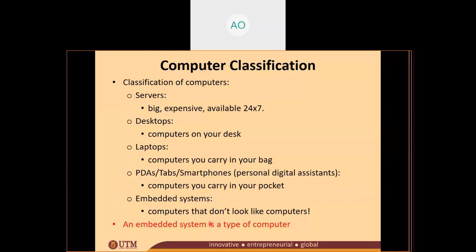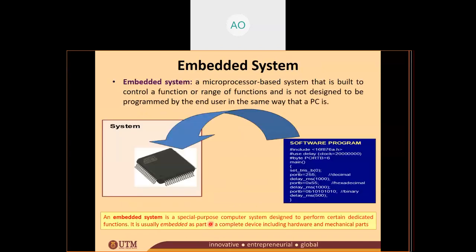Examples of embedded systems. Can you give an example of an embedded system? One example I can give you, close to you, is your calculator. A washing machine is an embedded system as well. So the calculator is an embedded system. Alright, so this is the embedded system. This is the definition of the embedded system.